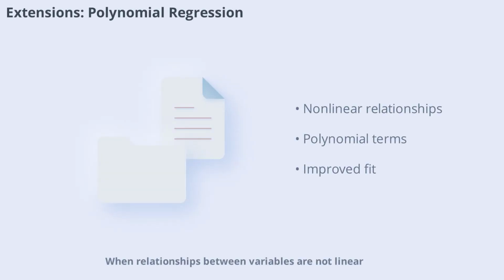When relationships between variables are not linear, polynomial regression can be used. This involves adding squared or higher-order terms of the predictors to the model. Polynomial regression allows you to capture curved relationships and can improve model fit when linearity is not appropriate.